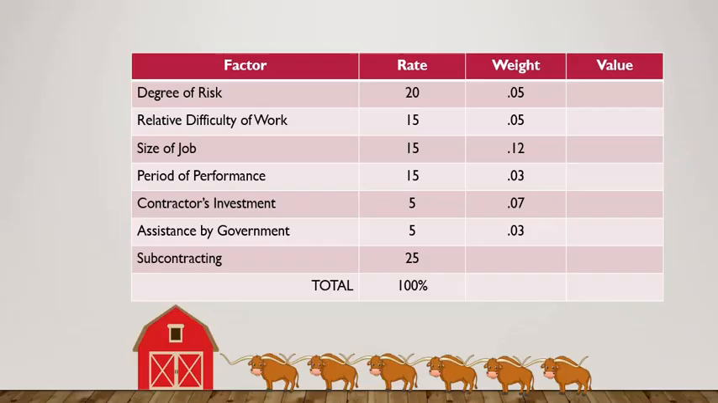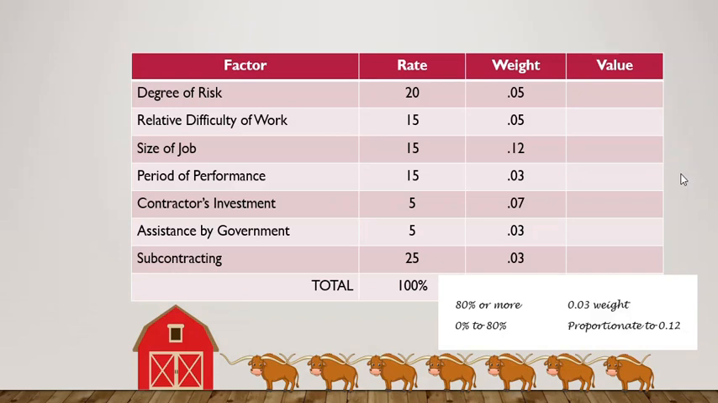Alright, partner, we're just about done. Now remind me, how much subcontracting is there? We said the majority. Let's say more than 80% is going to be done by the contractor, so we'll assign this a weight of 0.03. Now, all we got to do is a little bit of math.